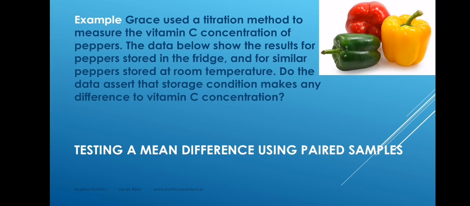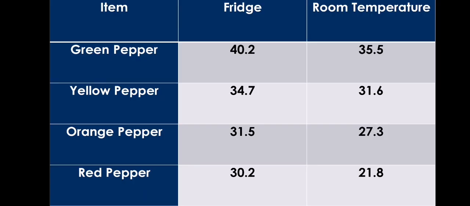So this is an experiment carried out by Grace, who measured the vitamin C concentration of these peppers that were stored in the fridge and for the similar peppers stored at room temperature. We want to see if the storage condition makes any difference to the vitamin C concentration. So here in the data you see there's a green pepper stored in the fridge and a green pepper stored at room temperature. Likewise for a yellow pepper, an orange pepper and a red pepper. Now what we're going to do is look at the difference, whether the green pepper stored at room temperature or in the fridge had a higher vitamin C concentration. You can see there for the fridge it's higher than at room temperature.